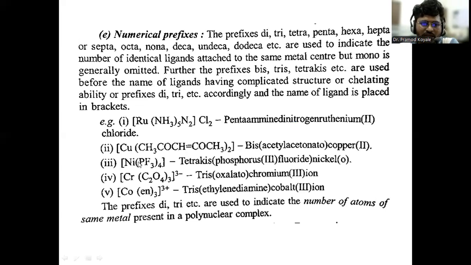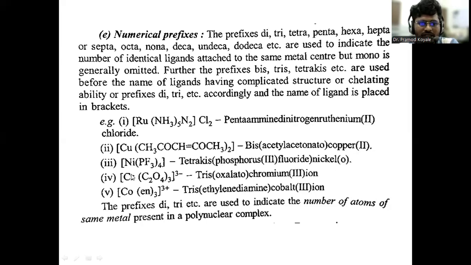So for example, take this third one. We have the central metal nickel. We have 4 phosphorus trifluoride, which is a polydentate ligand. First we have to write the name of the ligand. Which one is the ligand? Phosphorus trifluoride. So the prefix for 4 is tetrakis. Within brackets we write phosphorus trifluoride. After the bracket, write the name of nickel, and as it is neutral, no specific ending is required. So it is nickel only, with 0 oxidation state.